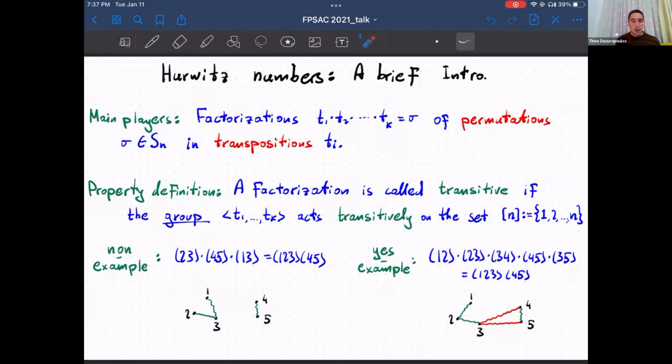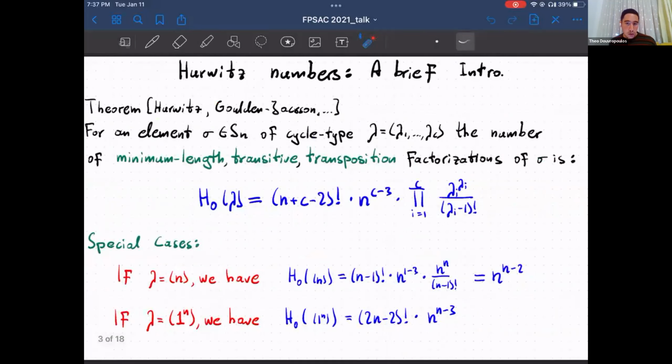Okay. So the other thing that can vary is the number of factors that you use. If you fix the number of factors, that corresponds to the genus of some nice surface, and those are the Hurwitz numbers of that genus. We're going to be interested today mostly in the case where the number of factors is the smallest possible. So the Hurwitz numbers, for us for now, count factorizations of some permutation sigma that are of minimum length, transitive, and whose factors are only transpositions.